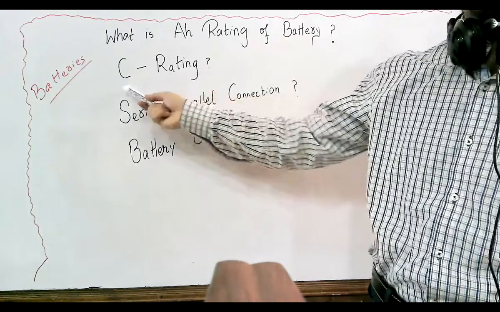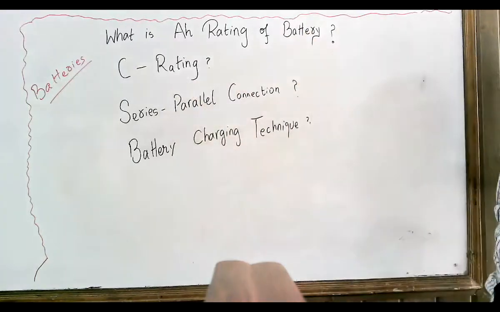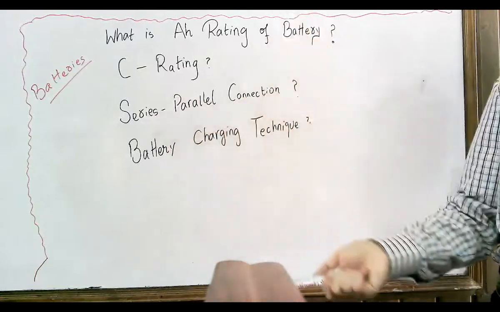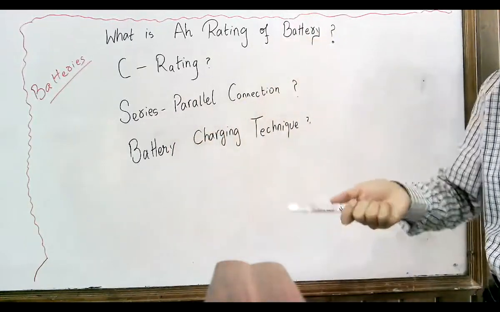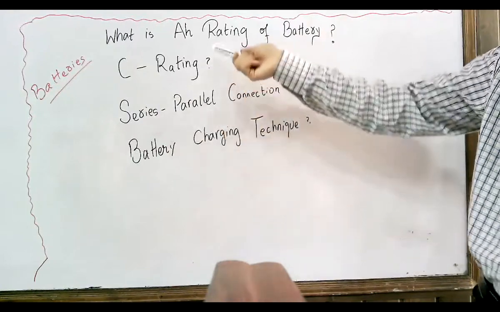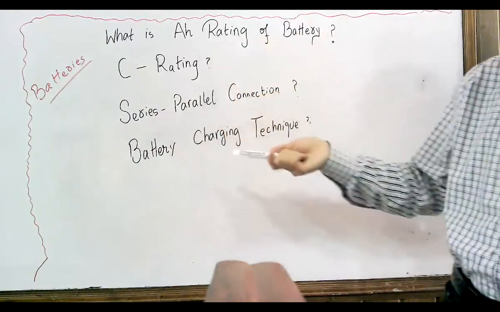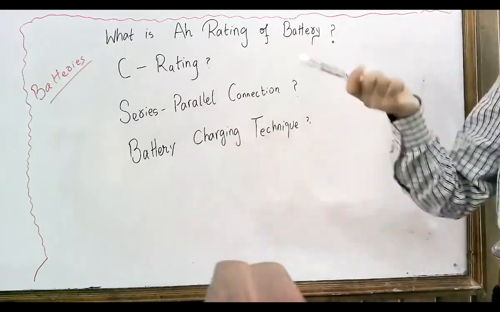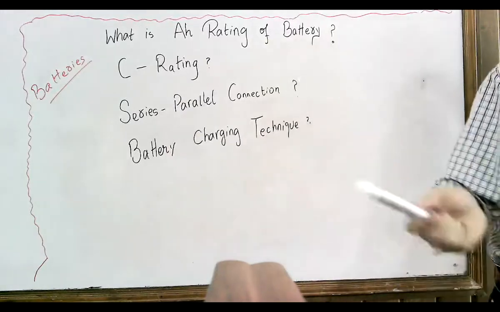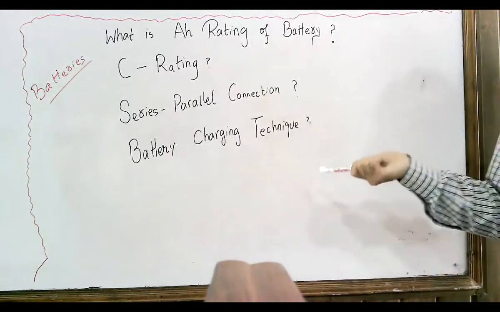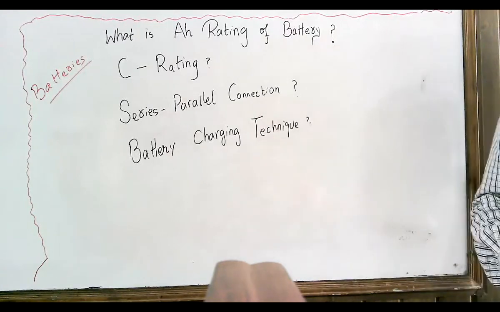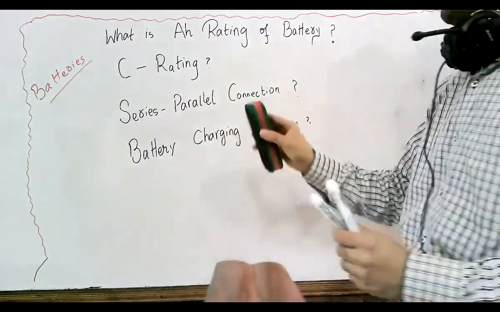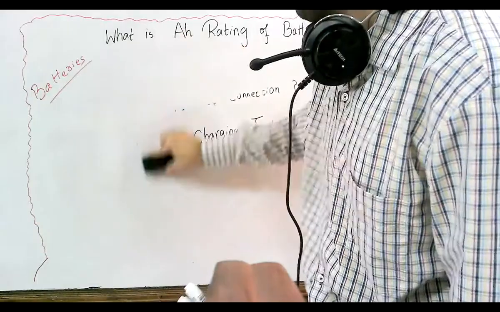Then we are going to discuss what the C rating of the battery is. Then we will be discussing how we can connect series and parallel combinations of the batteries, and what the resultant ampere-hour or voltage ratings are. And then we will also be discussing the battery charging technique which is implemented nowadays by the manufacturers in battery chargers. So let's start with the ampere-hour rating of a battery.